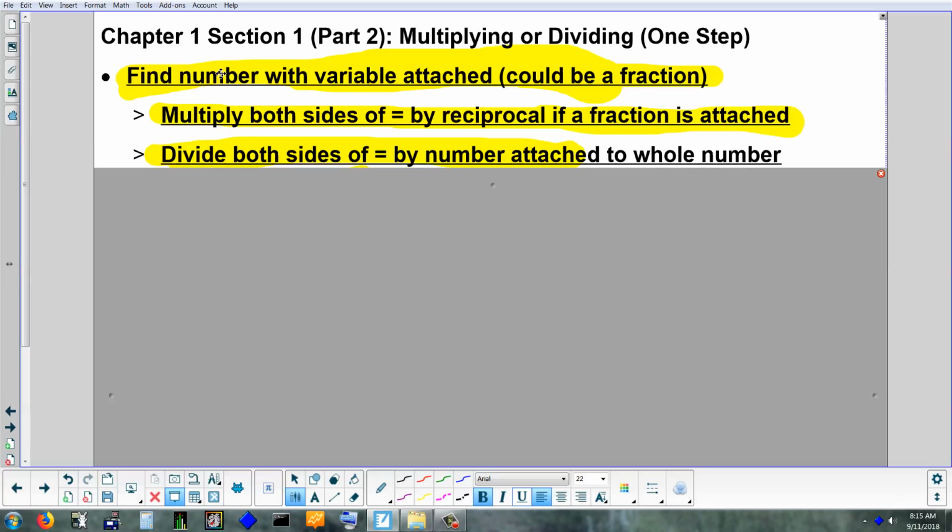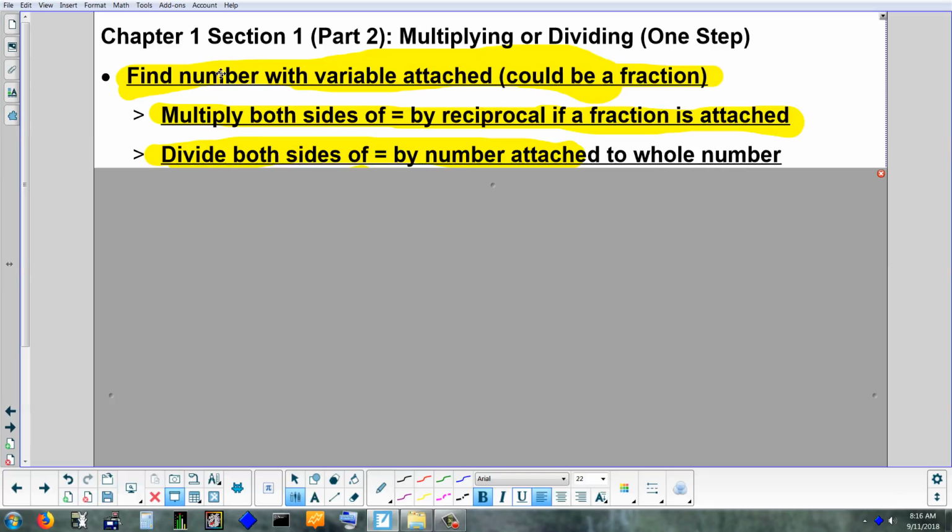You're always going to divide by the number that's attached to the variable on both sides. You with me, Jay? Alright, does anybody need any more time with this? Am I good? Alright. And like I said, a lot of you may know this, today's stuff is basic. It's one step. You're either multiplying or dividing. There's no more than that.